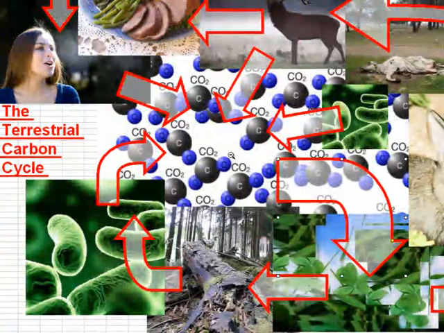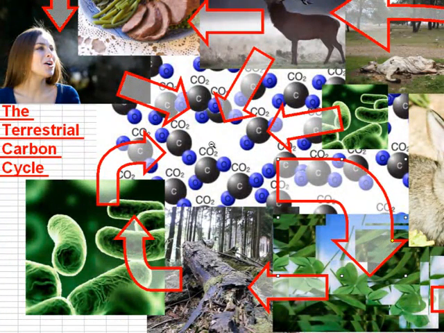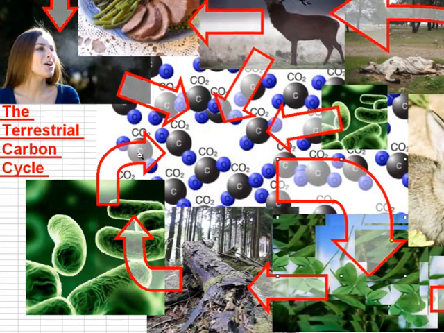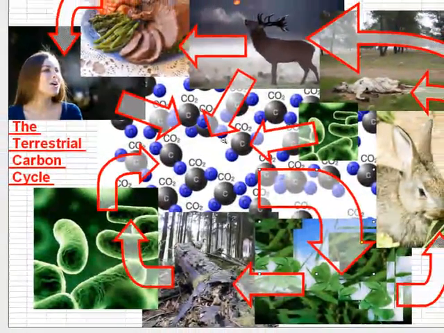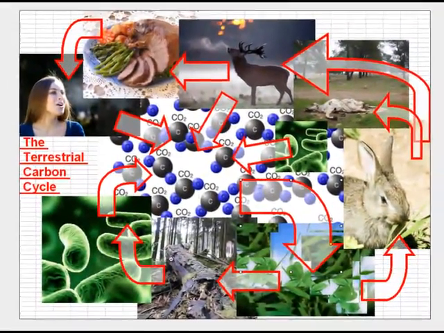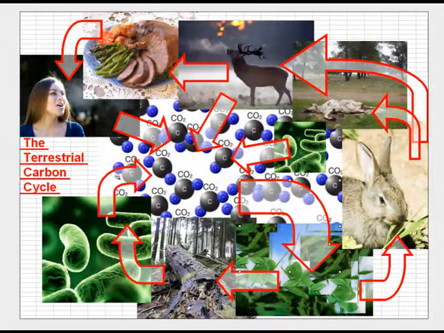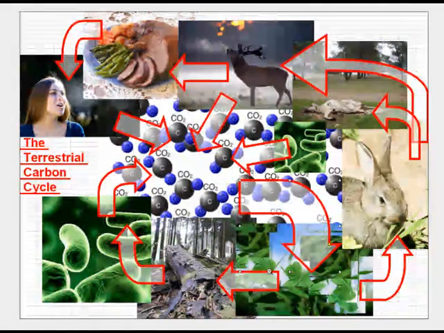You can also just think of the leaves as well. For example, the carbon dioxide makes the leaves grow. The leaves in the wintertime fall to the ground only to be eaten by the bacteria. The bacteria, when they eat the leaves, take the carbon and breathe it out as carbon dioxide again, which goes back into the atmosphere. So that's one of the cycles within the terrestrial carbon cycle.